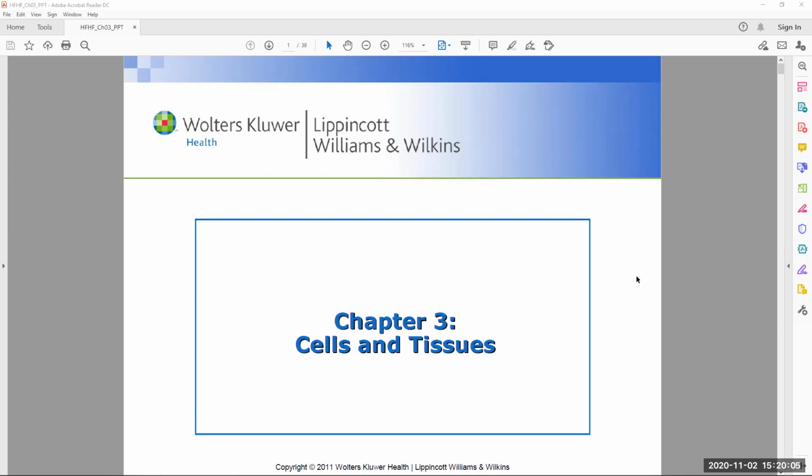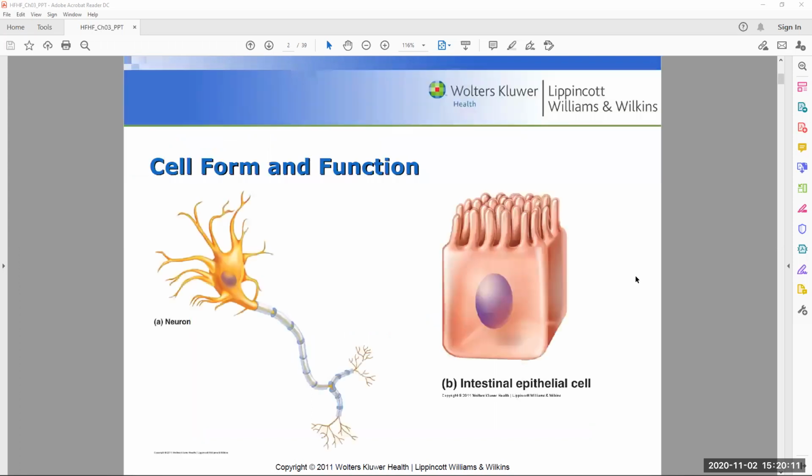And today we'll be looking at chapter 3, cells and tissues, and see how they relate to the general scope of things within the biological realm. Now, one of the important things as it relates to cells and tissues is that it shows the very important relationship between form and function. What do I mean by that?